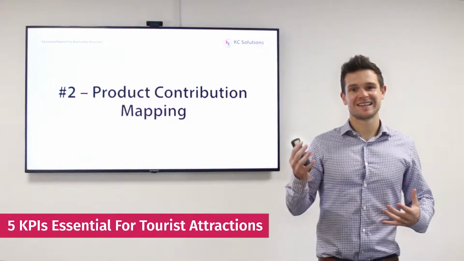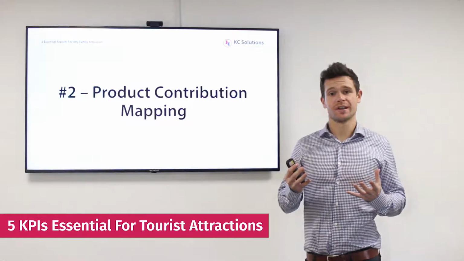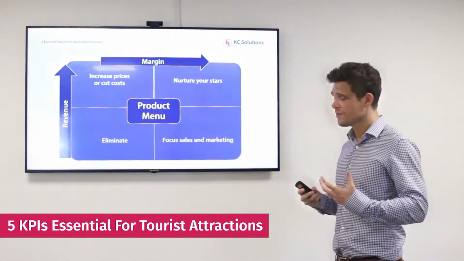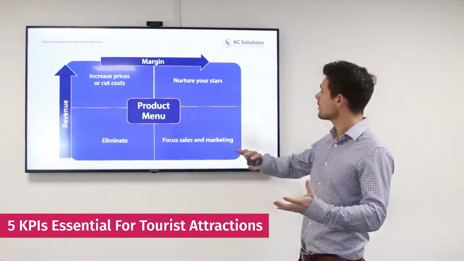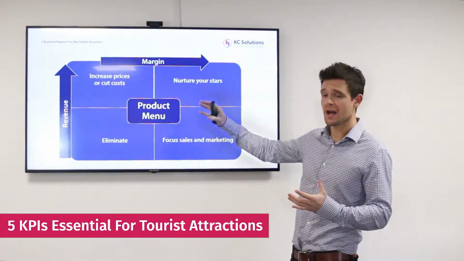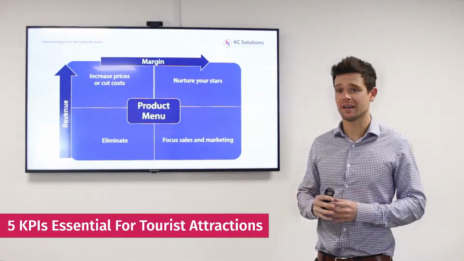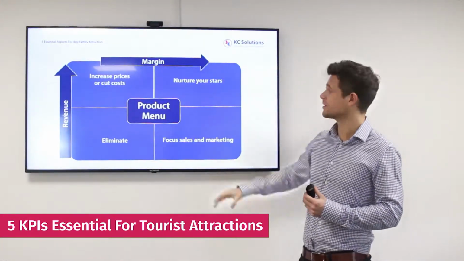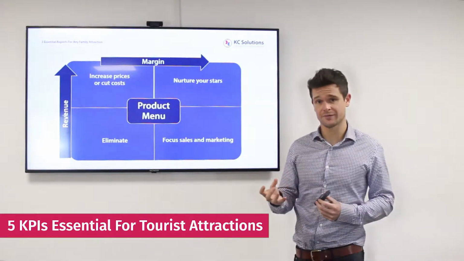Once we've calculated our profit margins, it's time to start putting that into context, and the product contribution map is perfect for that. What this does is it maps our product based on the highest margin and the highest revenue to see where they fit in our business. Top right is our high margin but high revenue products. They're our stars, we really need to look after them.